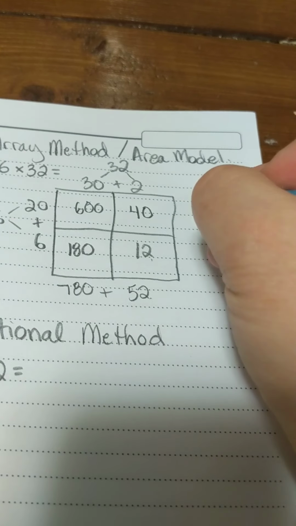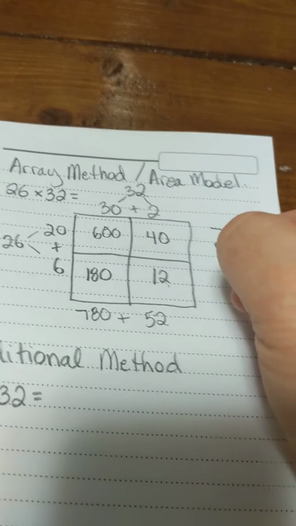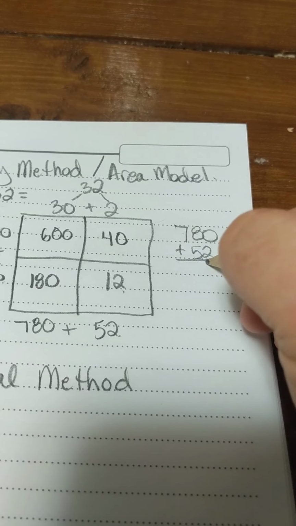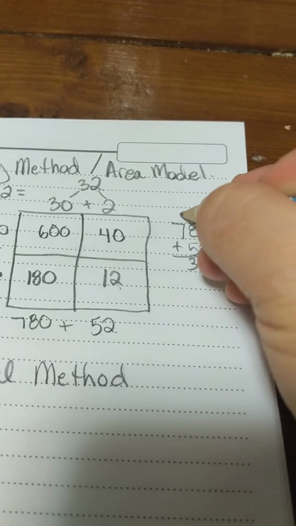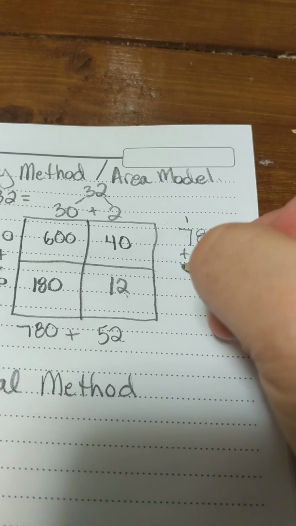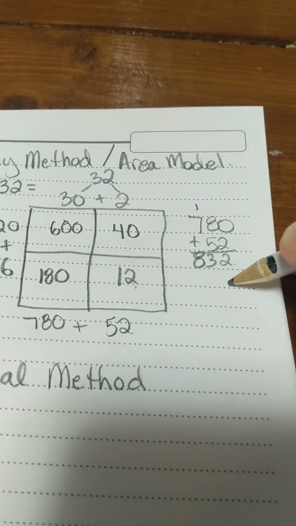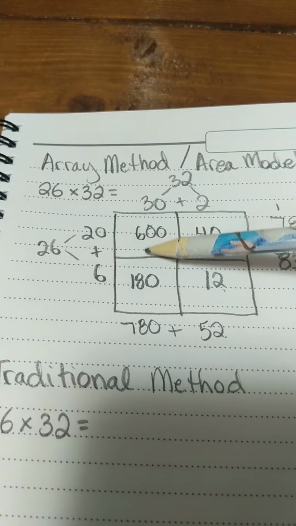So 780 plus 52, I have a 2, and then 13, carry that 1, and an 832. So when I get 832, I look at that and then I can double check on my numbers. Did I get these right?